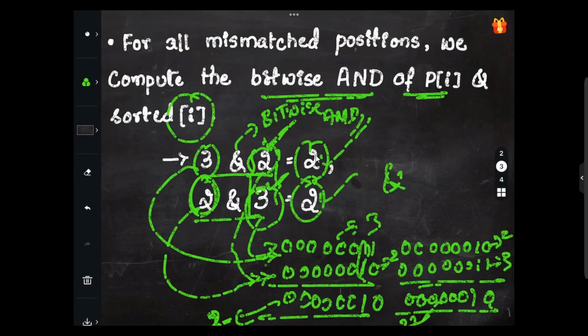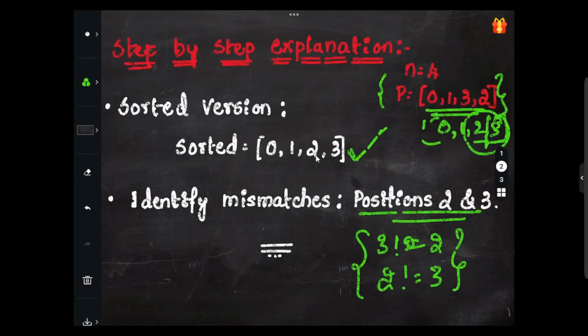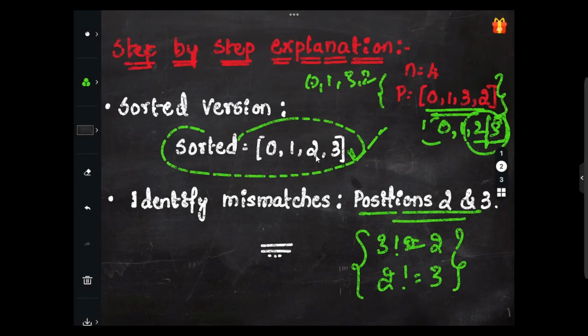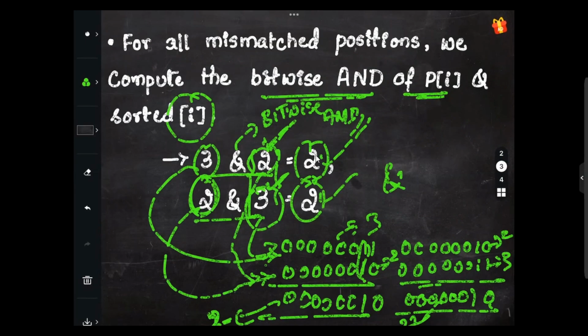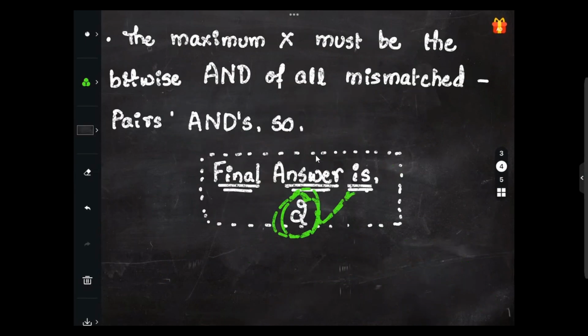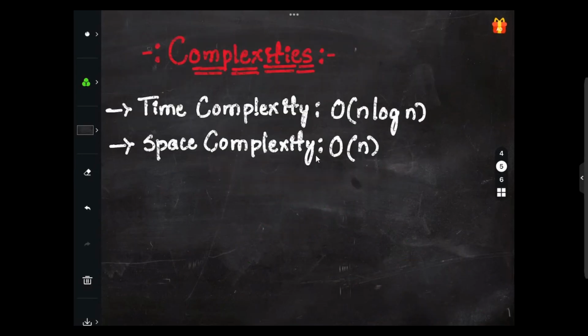Let me show this again. See here the sorted version. It was 0 1 3 2, and after sorting in ascending order we got 0 1 2 3. The first step was sorting, right? Whenever we make use of sorting, sorting becomes the dominant factor. Overall, the time complexity would be O(n log n), right?